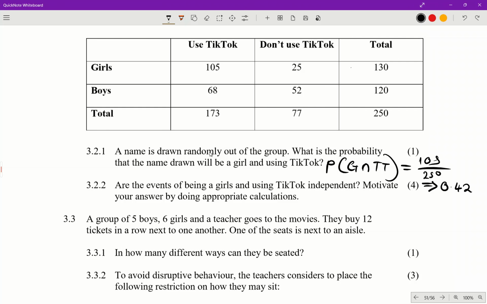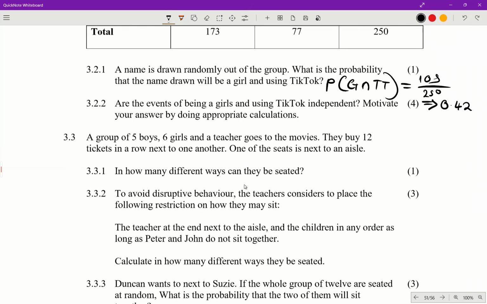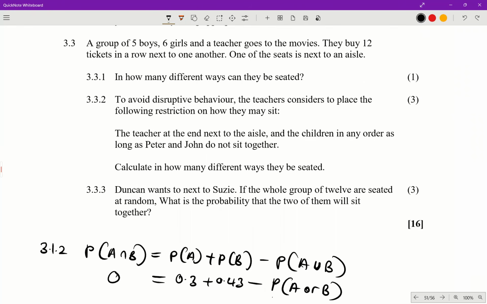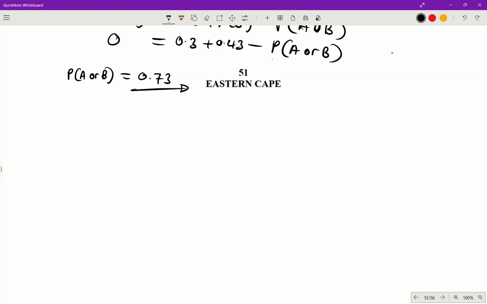So now that's the answer there, 0.42. Now, are the events of being a girl and using TikTok independent? Motivate your answer. Remember, I said when we are dealing with independent events, so what is that?